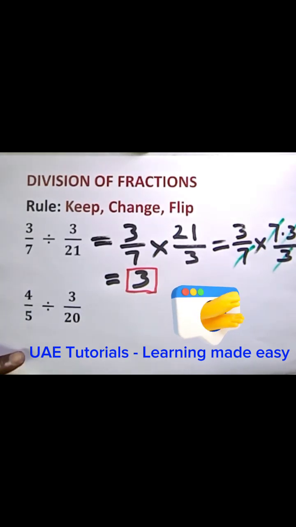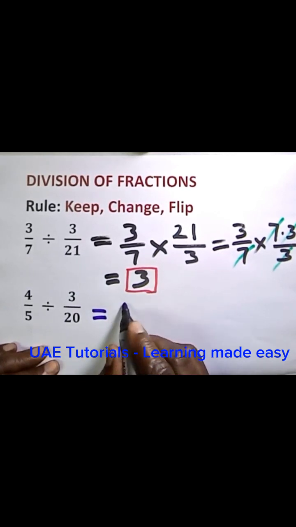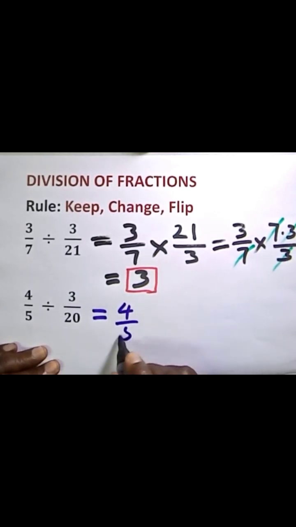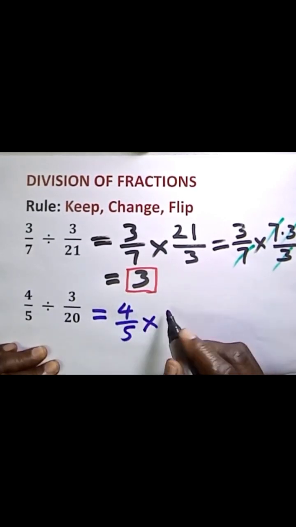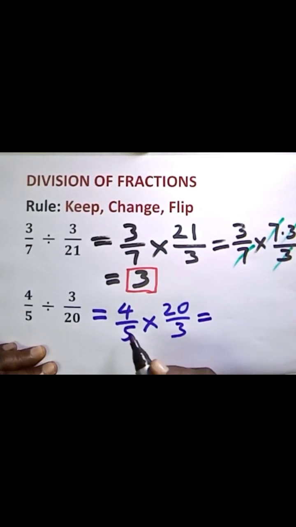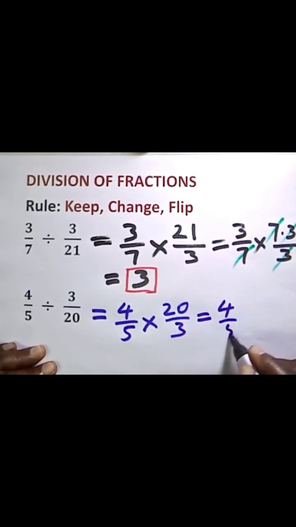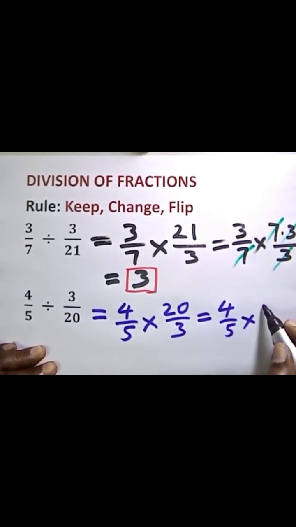Let's now work the second example, following the same rule. Keep, change, flip. We'll keep the first fraction as it is. Remains 4 over 5. We will change division to multiplication and we'll flip the second fraction: 20 over 3 instead of 3 over 20. We can also apply our old trick here. 4 over 5 times 20 is the same thing as 5 times 4.